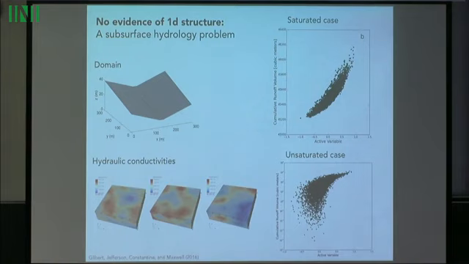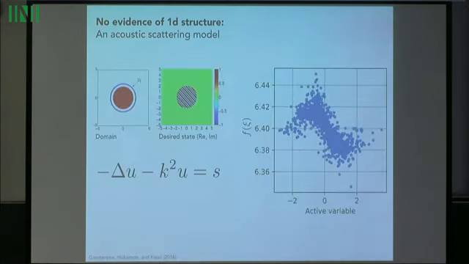Here's a subsurface hydrology problem in 3 dimensions where we're varying hydraulic conductivity. And this one actually looks pretty good for this case, but in this particular case that the environmental scientists wanted to run, there's not that one-dimensional structure. Turns out there's three-dimensional structures in the space of a 100-dimensional parameter space.